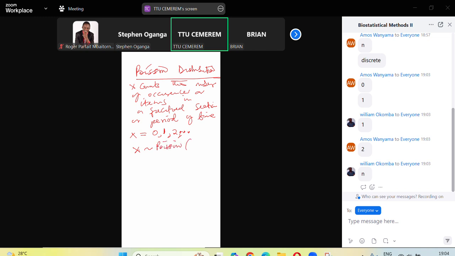and the Poisson distribution has only one parameter, which is lambda. Is that okay? Yes. And lambda is the average number recorded for whatever thing that you are reporting on. Is that okay? Yes. So always remember, lambda is the average. What is the other name for average? Mean. It is the mean. Is that okay? Yes.